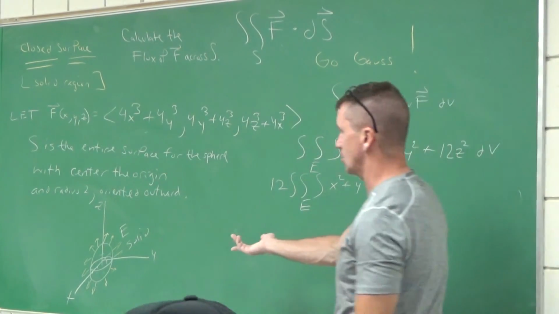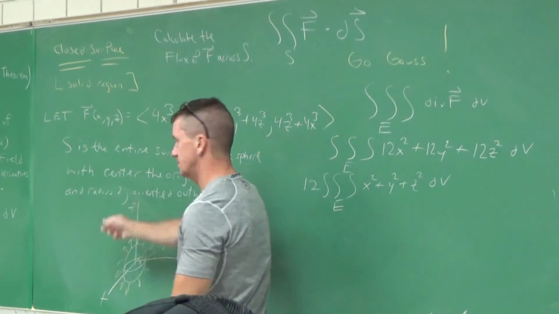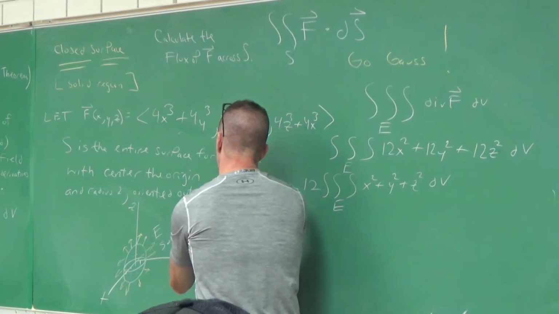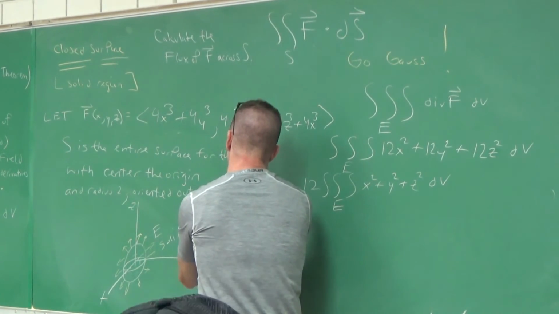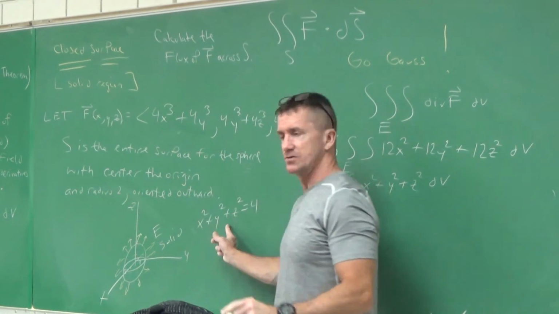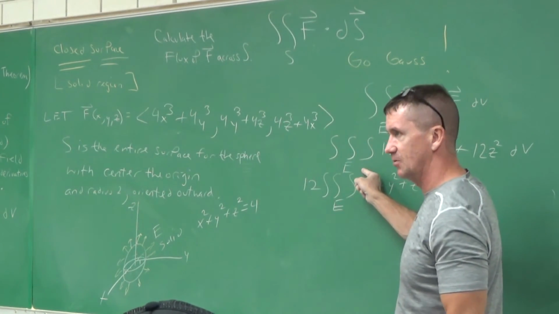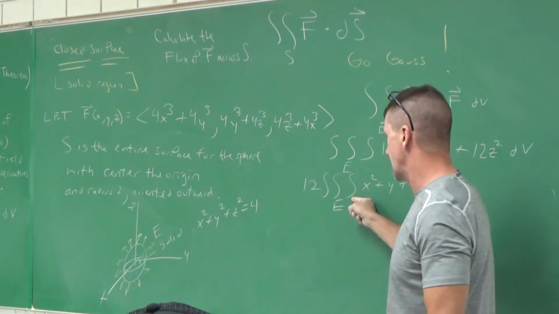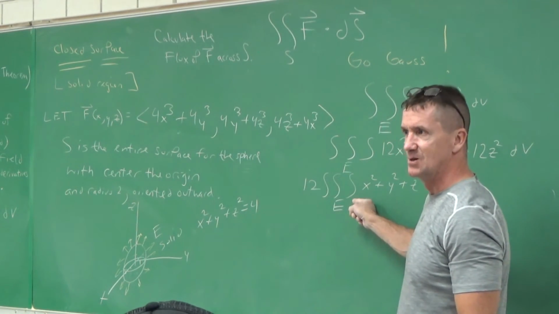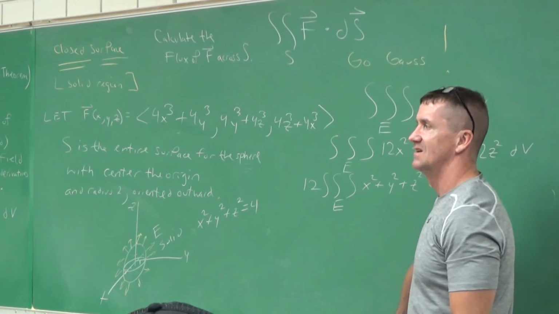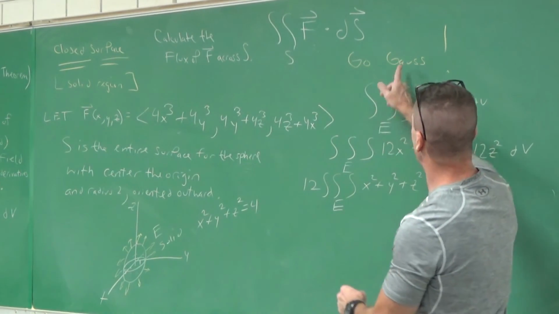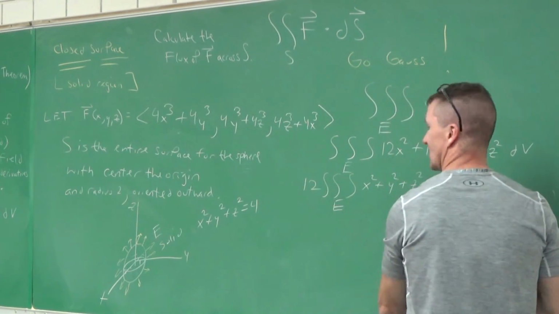When I'd have to think, you know what the equation of a sphere is with a radius of 2? Look at this daggone thing. You and I would be sitting here. Solve for z: square root of 4 minus x squared minus y squared. Stick that up here. What would be the bottom region? Negative square root of 4 minus x squared minus y squared. What coordinates would you want to do? Spherical. Let's go spherical. So we went Gauss, now we're going spherical coordinates.